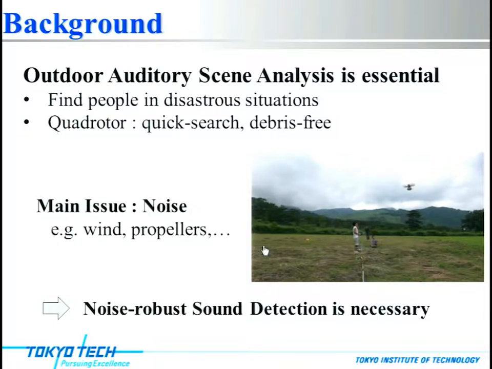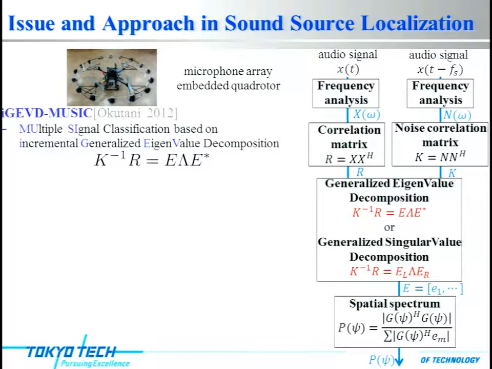It is very noisy, as you can see. So noise robust sound detection is necessary. This is a microphone array embedded quad rotor used for sound source localization. We have reported a sound source localization algorithm called IGVD MUSIC.